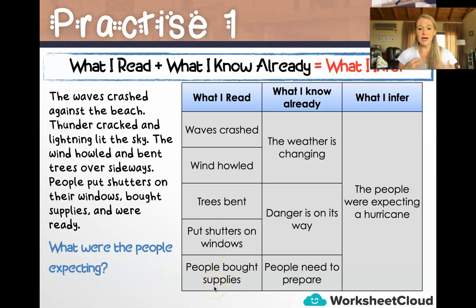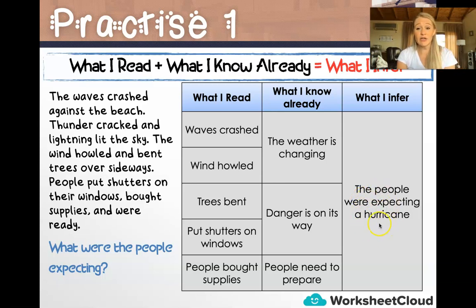Then for people to buy supplies, especially like now during lockdown, I know a lot of people around the country went and bought supplies, and that is an indication that people need to be prepared for something. And so if we think about all of those things, and we put together what we've just read and what we know, what we can infer is that the people were expecting a hurricane or a natural disaster.